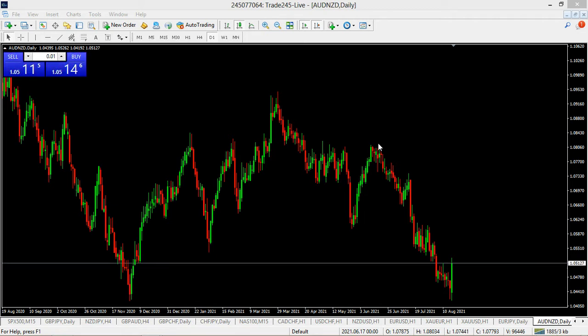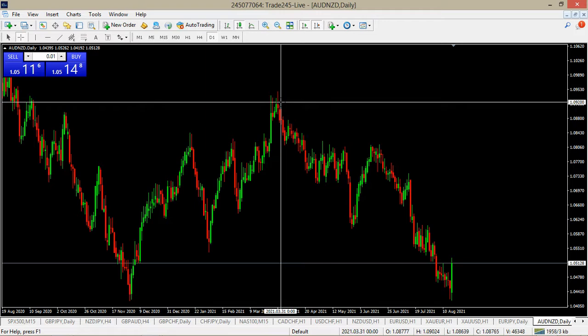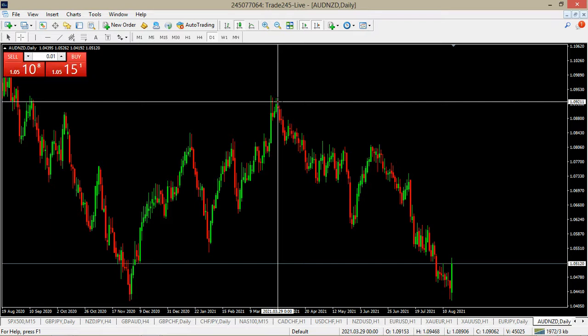So as we are analyzing this today, I would like us to start with AUDNZD, which is Australian dollar to New Zealand dollar. By the look of things, we could see that AUDNZD has been selling for a while now, since the 31st or the 30th or the 29th of March 2021, until here where we are.